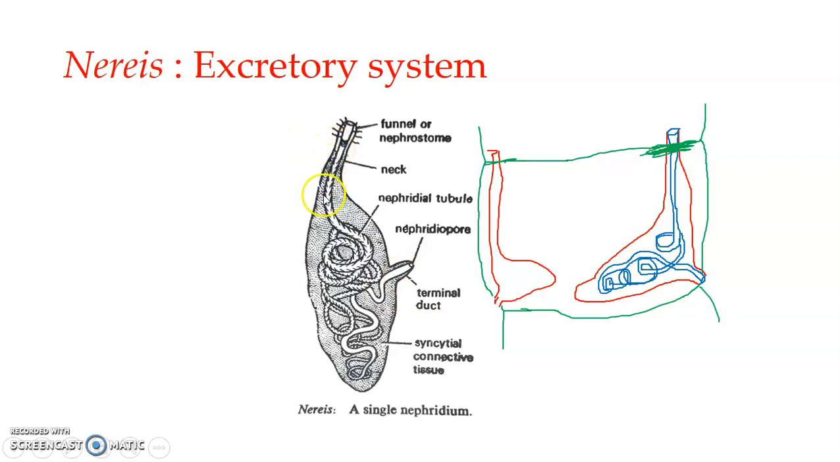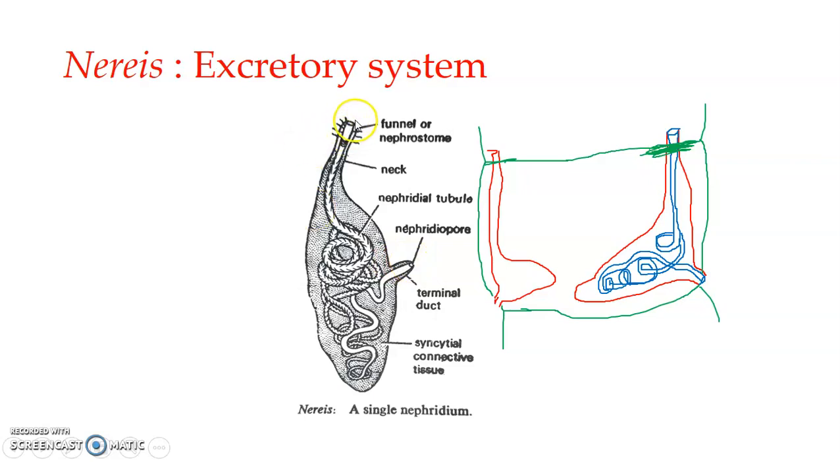Now speaking about the structure, the main body of the nephridium consists of a syncytial connective tissue. Syncytial mass of connective tissue means it is formed of fused cells. It contains a very highly coiled excretory tubule, otherwise known as the nephridial tubule. This nephridial tubule is open at both the ends.